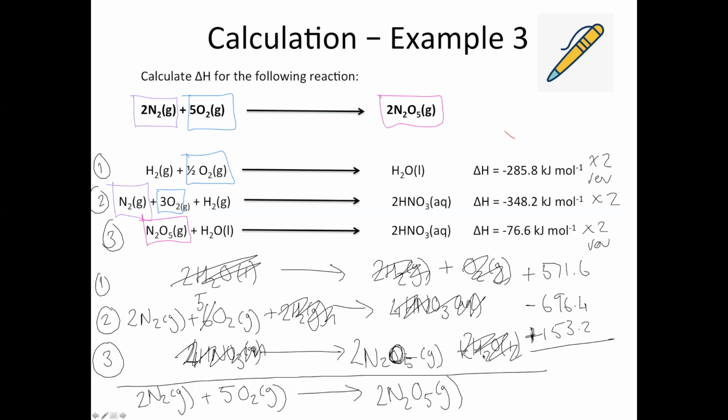Then if we take the sum of all those, that'll be 571.6 plus minus, so take away, 696.4 plus 153.2. That gives us positive 28.4 kilojoules. Okay, so that one's a bit harder because of the equation that was just really there for cancelling purposes.